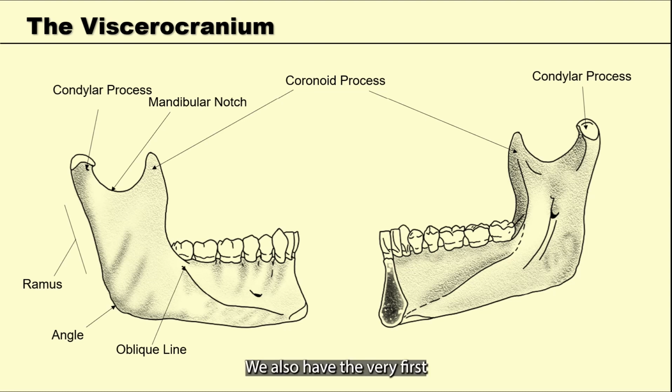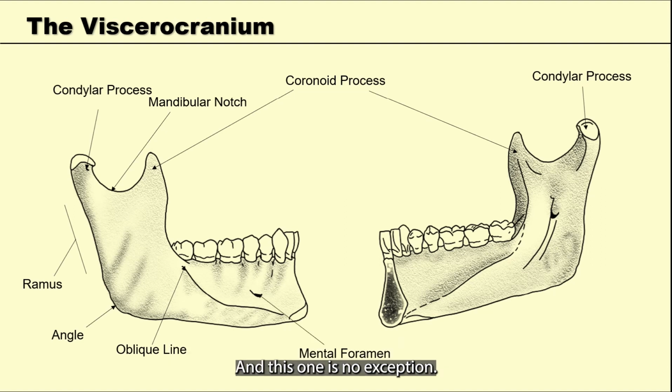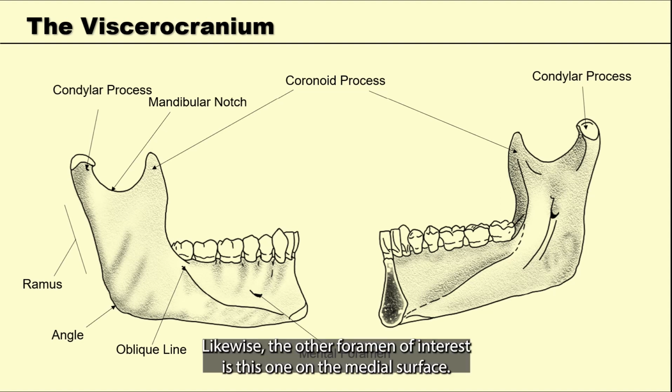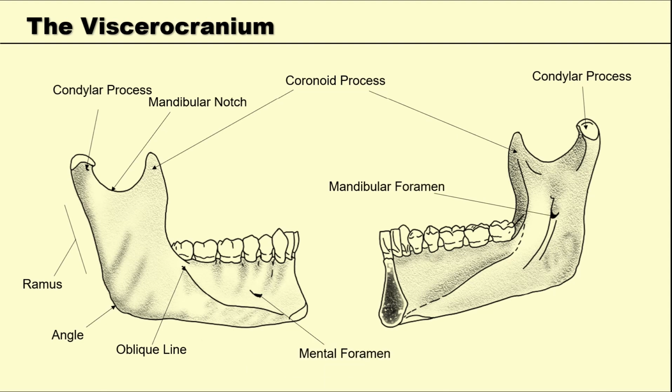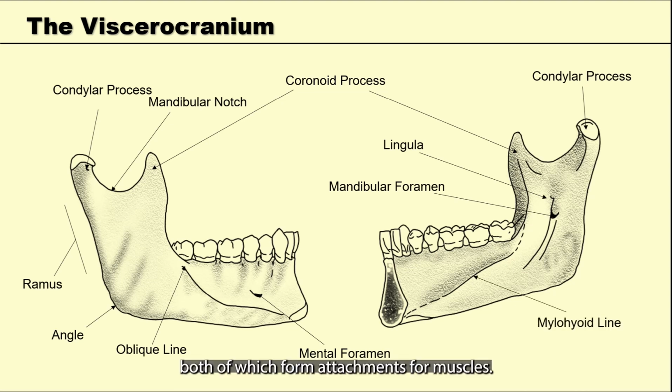We also have the very first of our many foramina on the face. Foramen simply means hole. Foramina are normally for the passage of blood vessels and nerves, and this one is no exception. Likewise, the other foramen of interest is this one on the medial surface, the mandibular foramen. We have this little bony lip, the lingula here, the mylohyoid line and the pterygoid fovea, both of which form attachments for muscles.